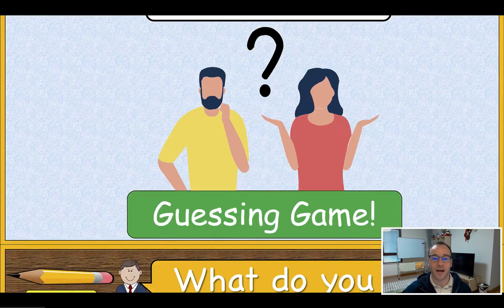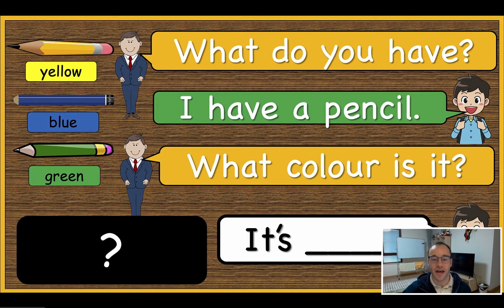All right, guessing game time. Same thing we just saw, but now they have to guess what color it is. Okay, so you can do it by team. Every team gets one representative to guess which color it is. Everyone says the dialogue, obviously. You can say it as a group, so everyone's saying it at the same time. What do you have? I have a pencil. What color is it? Or one side asks the question, other side answers the question. Then those individual students from each team would actually guess.